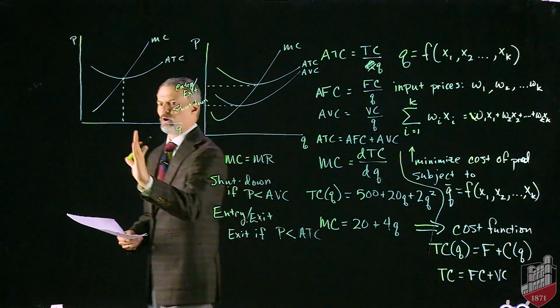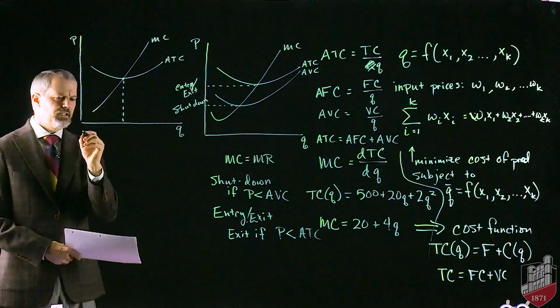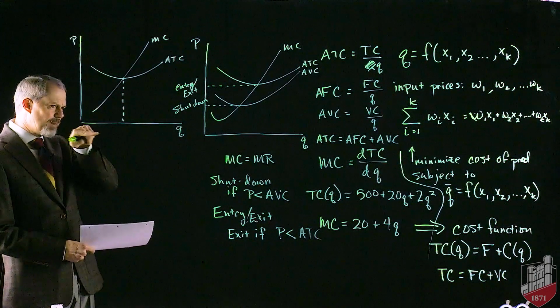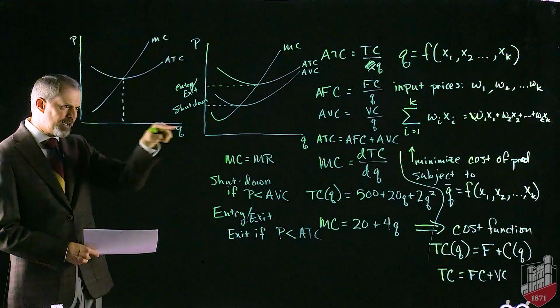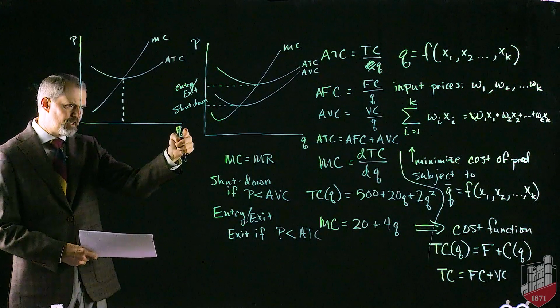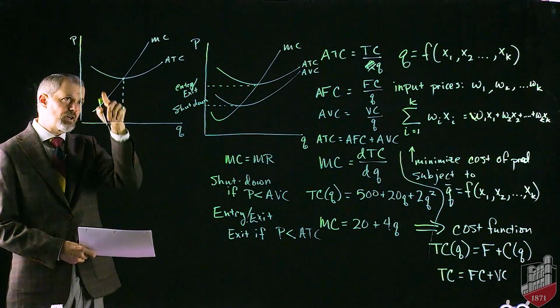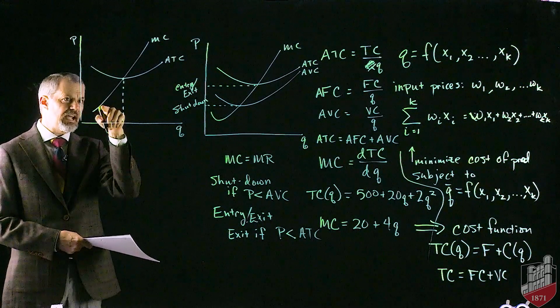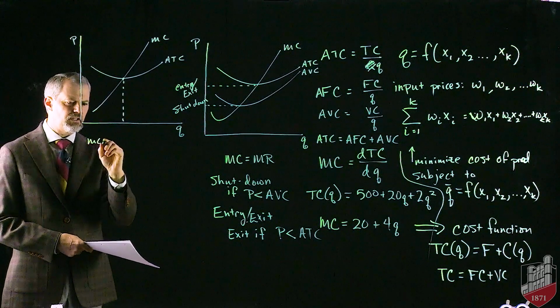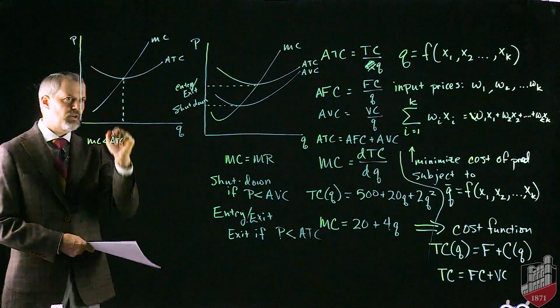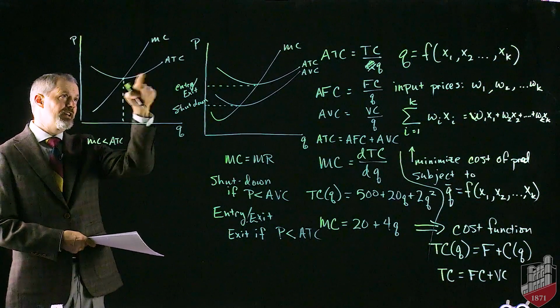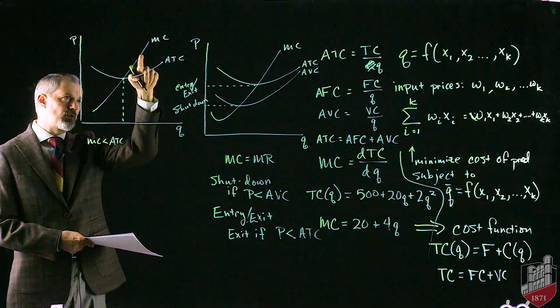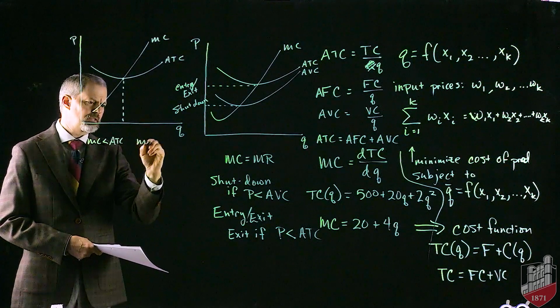If you look over in this range, and we always think about moving from left to right, so from here over here. If we think about what's going on here, then what we see is that marginal cost is less than average total cost. Marginal cost less than average total cost in this range. And then over here we see that marginal cost is greater than average total cost.